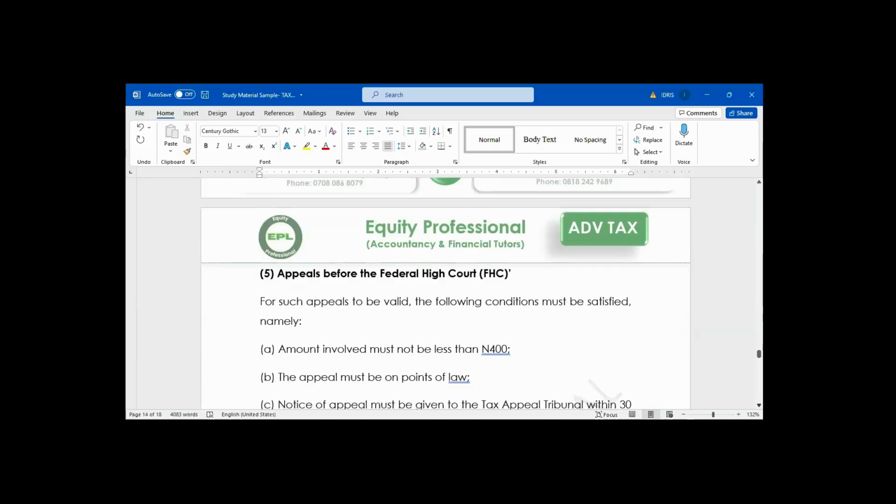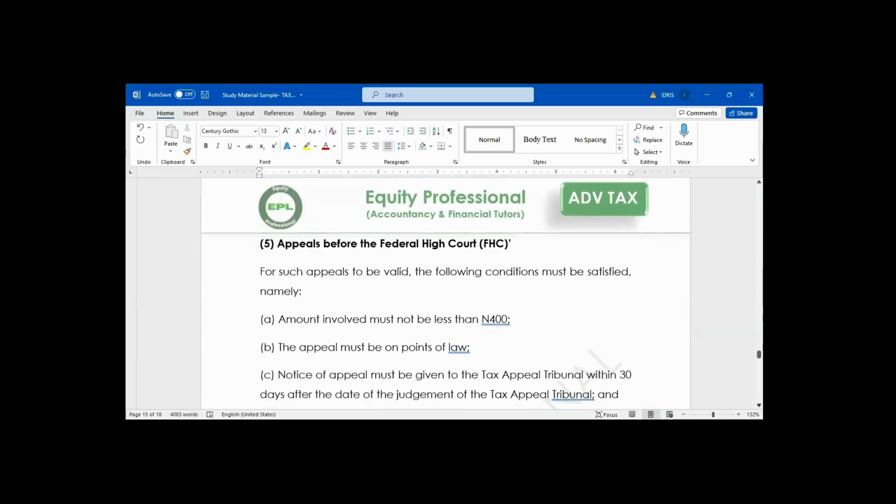Now, what are the conditions for you to appeal a tax case before the Federal High Court? Number 1, the amount involved must not be less than 400 naira. This law is low. They are supposed to amend this. Is it because of 400 naira I will now be taking the tax authority to court? This is outdated. They are supposed to have amended this, maybe to 400 million naira or 40 million naira. Time value of money.